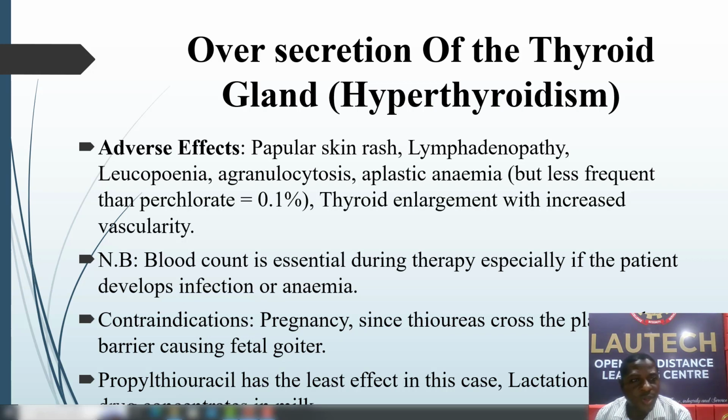So, now, the propylthiouracil, pregnancy. It can be considered in pregnancy since thyroids cross the placenta barrier causing fetal goiter. Propylthiouracil has the least effect in this case. Lactation, since it can be transmitted into the breast milk.